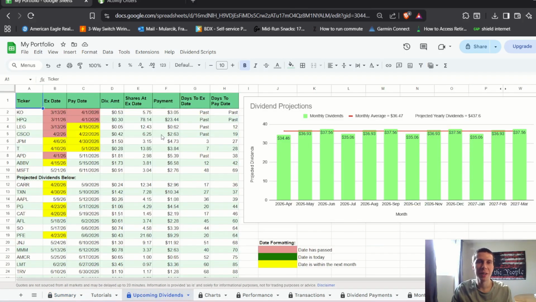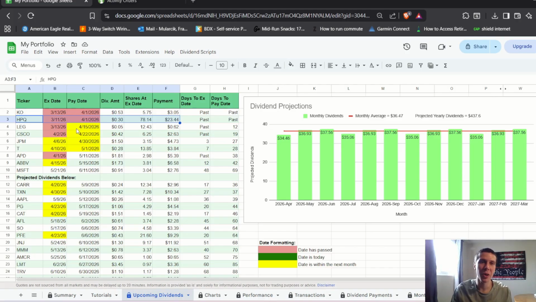We can look at upcoming dividends as well. This is what we're projecting for the month of April. So we're projecting a total of $34 in April. The big one here is from HP of $23, and that's pretty exciting for me actually, because I think this is probably the first time that my dividend reinvestment will purchase a full share.